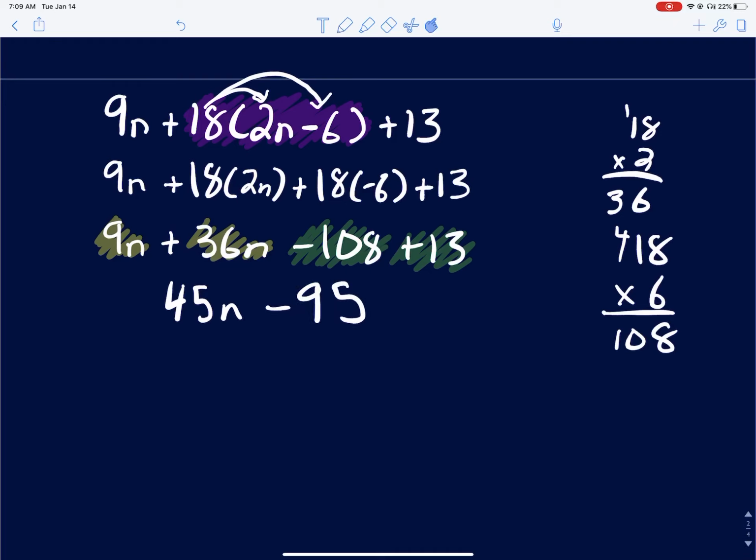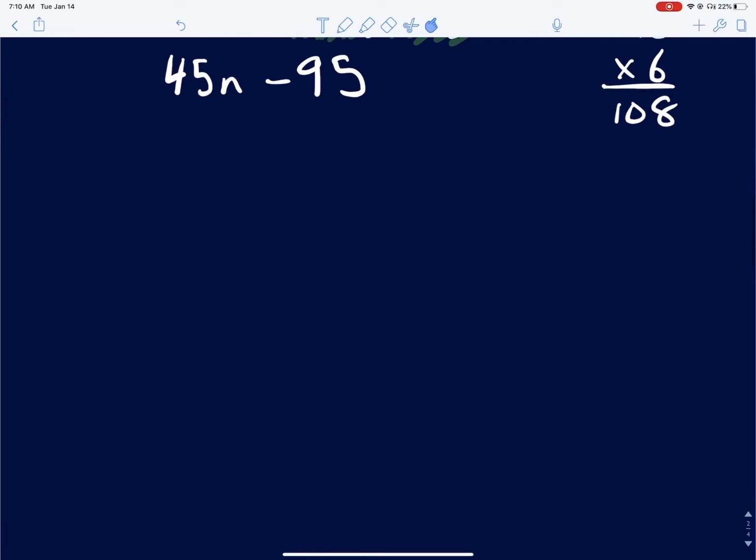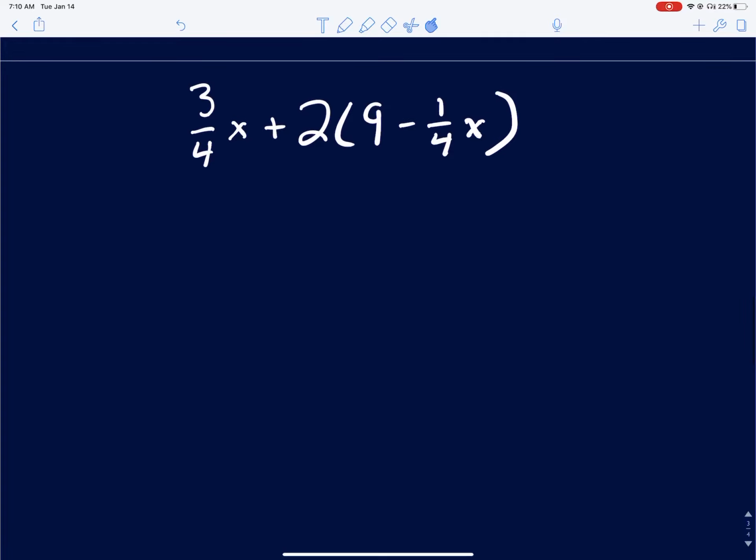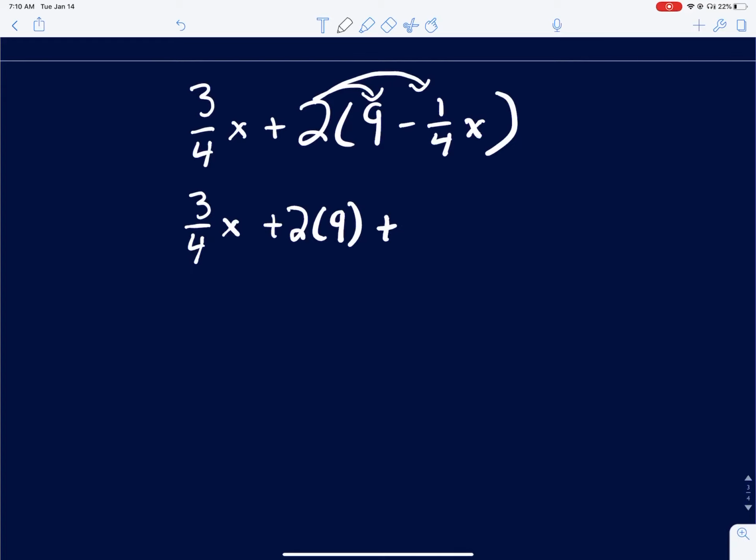Okay, now let's move on to our very last one. We have 3/4 x plus 2 times 9 minus 1/4 x. So we have 3/4 x. We need to distribute that 2 to everything inside the parentheses. So plus 2 times 9 plus 2 times negative 1/4 x.